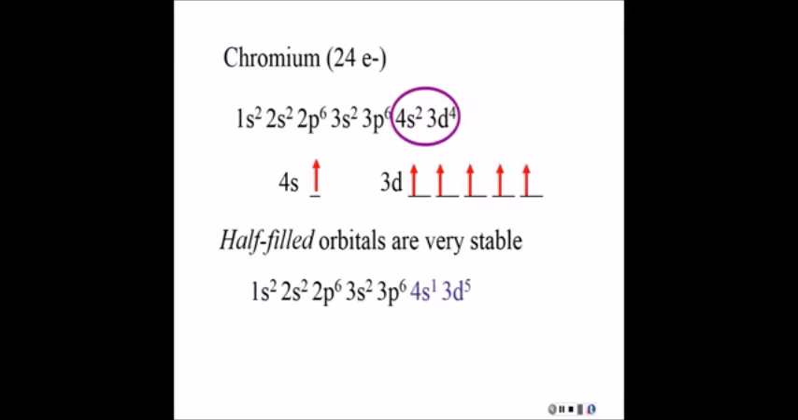So that's the better configuration then for chromium. So you want to note that's one of the exceptions. So we're not going to have any of the elements ending with d4. It won't end with s2 d4, it'll be s1 d5.